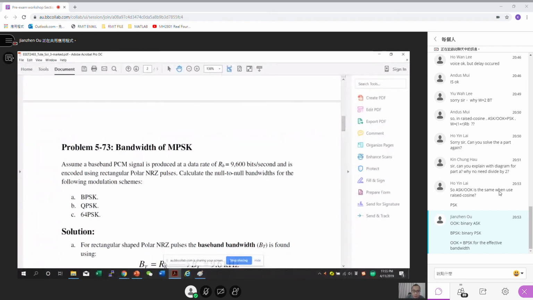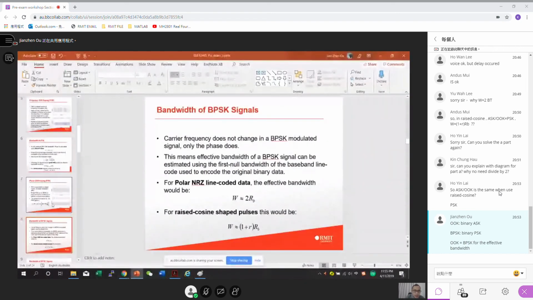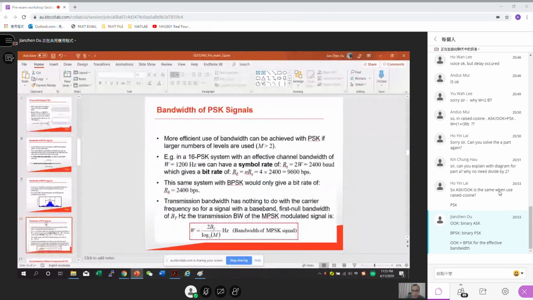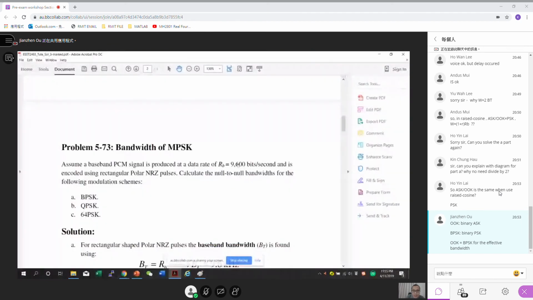So we go back to the formula here. This is the formula that we're going to use. M stands for how many levels are used for encoding. And BT is the first null bandwidth of the baseband signal, which is equal to 9,600 here.